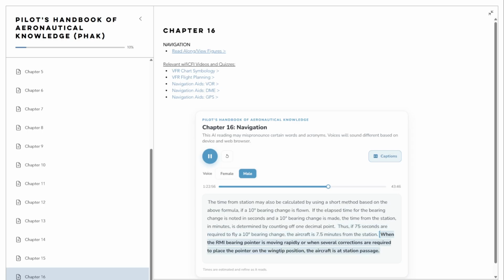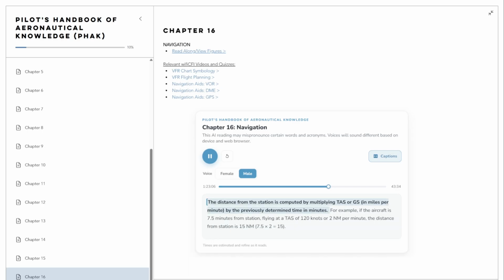When the RMI bearing pointer is moving rapidly or when several corrections are required to place the pointer on the wingtip position, the aircraft is at station passage. The distance from the station is computed by multiplying TAS or GS, in miles per minute, by the previously determined time in minutes. For example, if the aircraft is 7.5 minutes from station, flying at a TAS of 120 knots or 2 nautical miles per minute, the distance from station is 15 nautical miles, 7.5 times 2 equals 15.